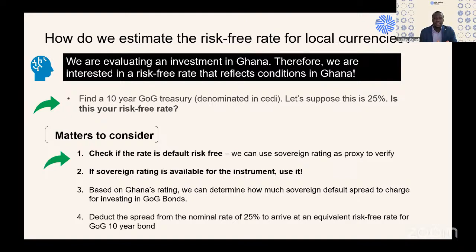So we are saying that even though the government of Ghana is a sovereign, and the instruments they issue are treasuries, issued in their own country, in Ghana cedis, the government has infinite power to tax the population and make money. We still don't consider this as risk-free.